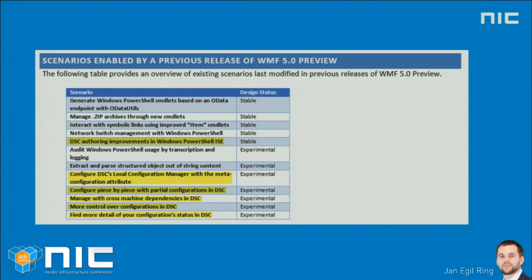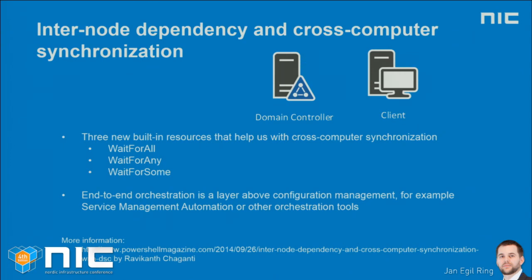And I have also described what's enabled by previous versions of the preview. This is also more for your reference. I've picked out a couple of these, which I'm going to go through, which are something called internode dependency and cross-computer synchronization. So the scenario, if you look at the domain controller and the client at the top there: if you deploy, for instance, a new lab environment for yourself, you don't want to deploy the client before the domain controller, because the client can't join the domain before the domain controller is up and running and the domain is available. So with this new built-in resource called WaitFor, we can create dependencies like this. We can start the configuration on both computers at the same time, but the client will wait until the domain controller has successfully applied its configuration and the domain is up and running before it will try to join the domain.